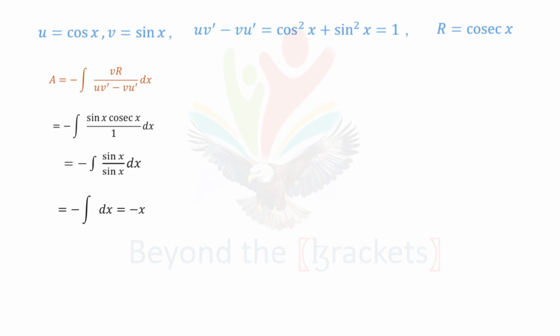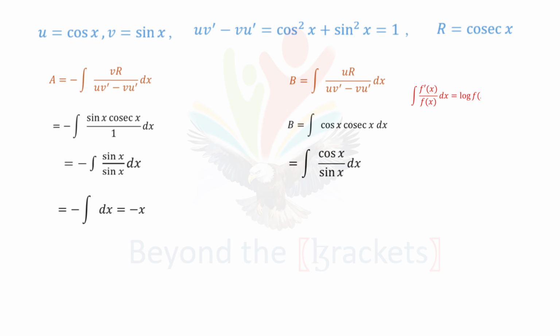B is given by the formula integral u into r divided by the Wronskian with respect to x, where u is cos x and r is cosecant x. Cosecant x can be written as 1 by sin x. Integration of cos x by sin x is same as integration of f dash of x by f of x. So the answer is log of sin x.